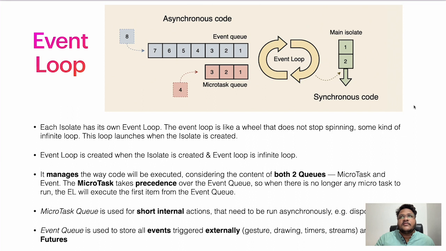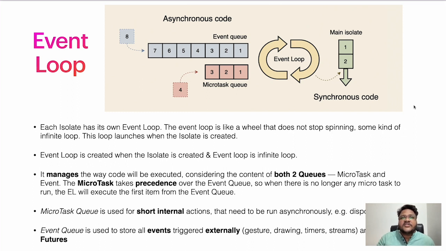You can see in this picture that there is an event queue, a microtask queue, an event loop, and the main isolate. The event loop is running all the time. It is like an endless loop which is running and executing tasks. The event queue holds mainly externally triggered events: all the input coming from user gestures, drawing, timers, streams and futures. All these are present in the event queue.